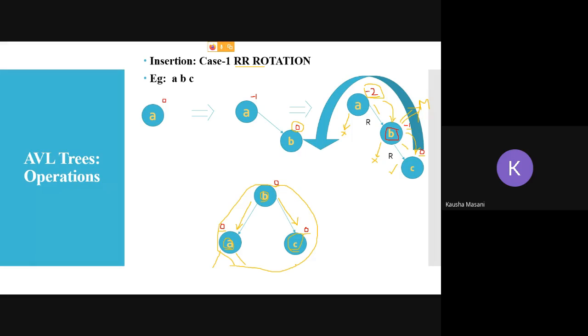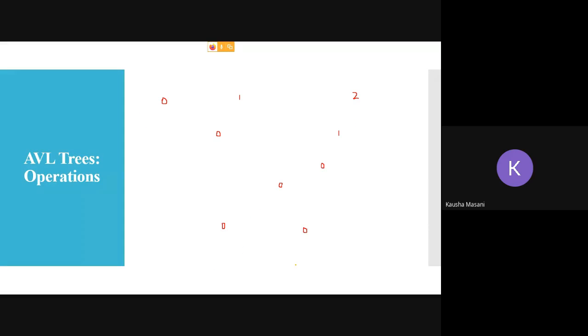Okay. Then we are moving forward to our case number 2. Your case 2 is your LL rotation. Again, there is a string of elements given to you. Suppose those elements are C, B, and A. So apply the same rule.